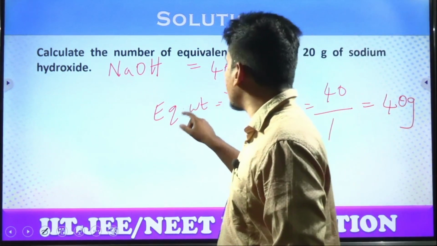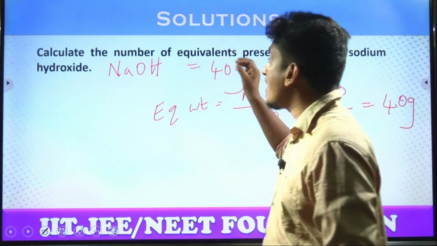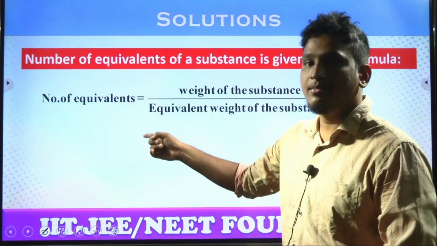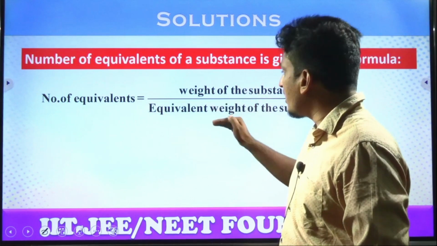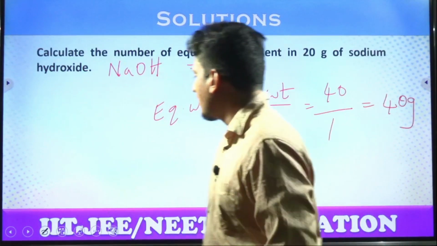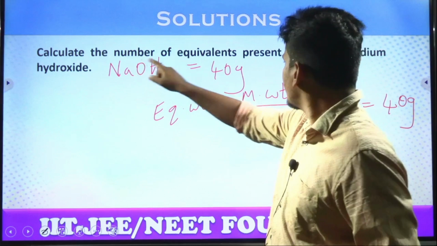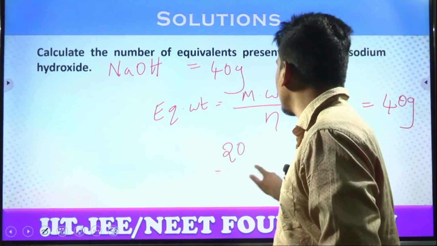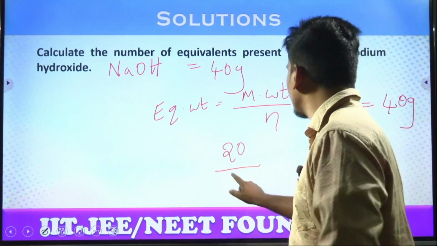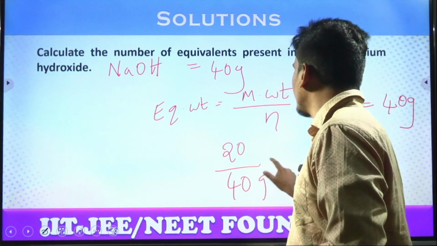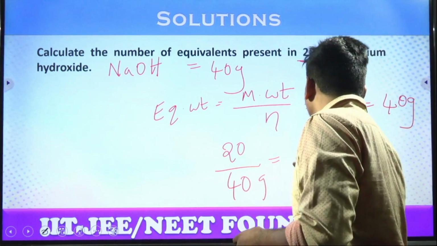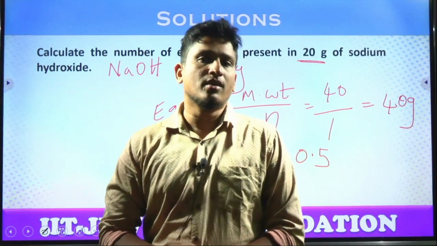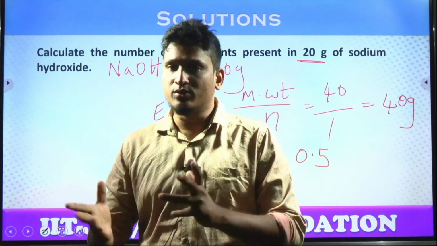And they are not asking for the equivalent weight. They are asking for the number of gram equivalents. Look at the previous slide. How to find the gram equivalents? Given weight by equivalent weight. Given weight is 20 grams. So 20 by the equivalent weight, which we already found to be 40. So how much is the number of equivalents? 0.5. 0.5 is the number of gram equivalents, 1 by 2. Got the clarity, students?